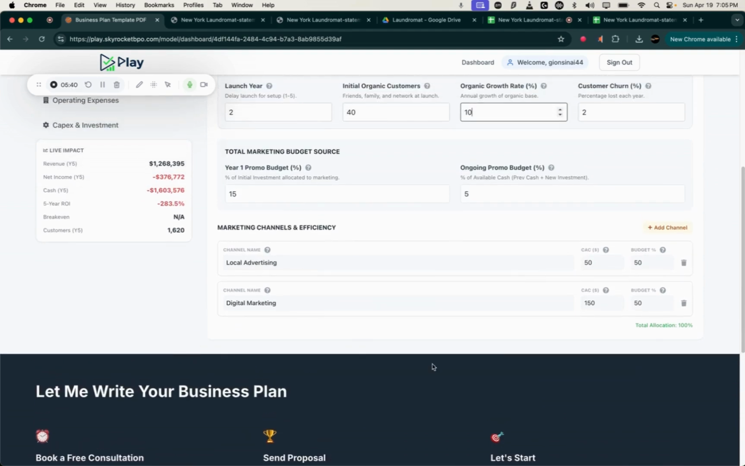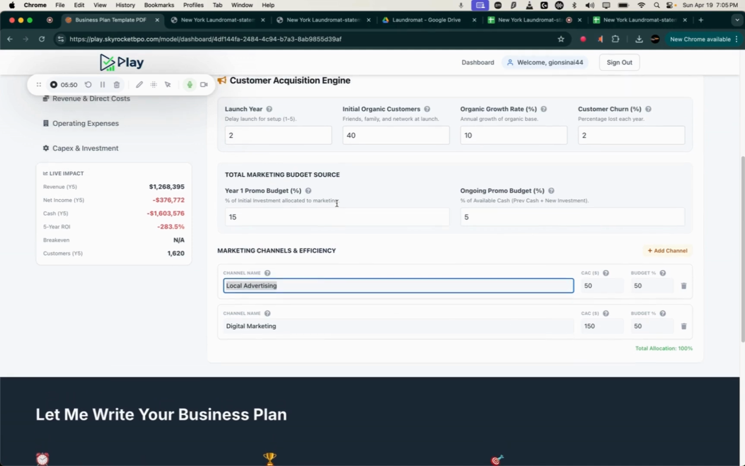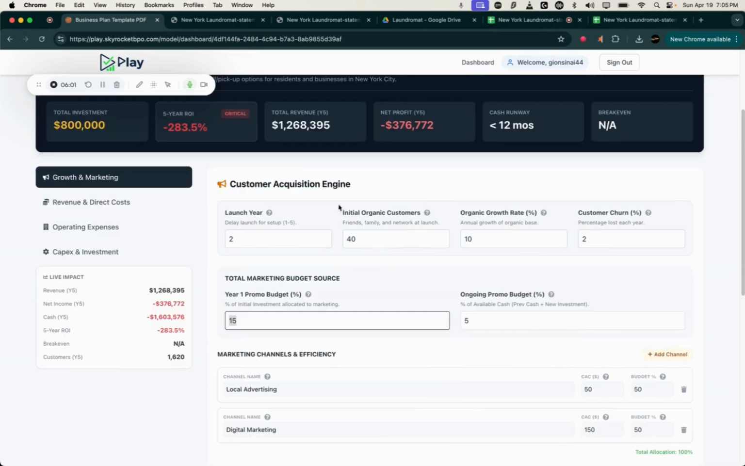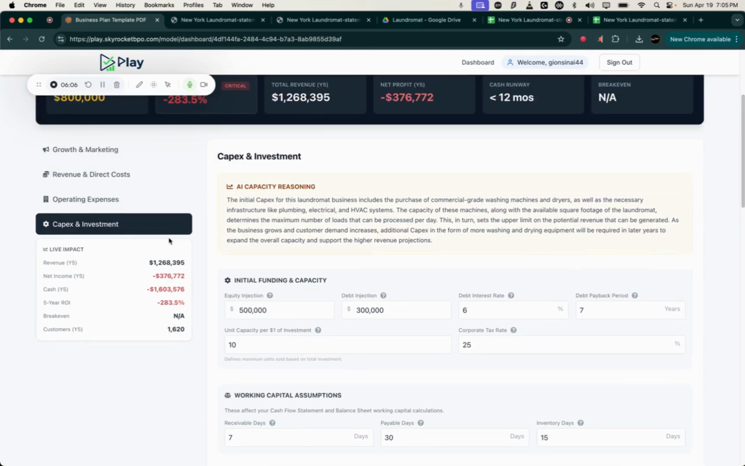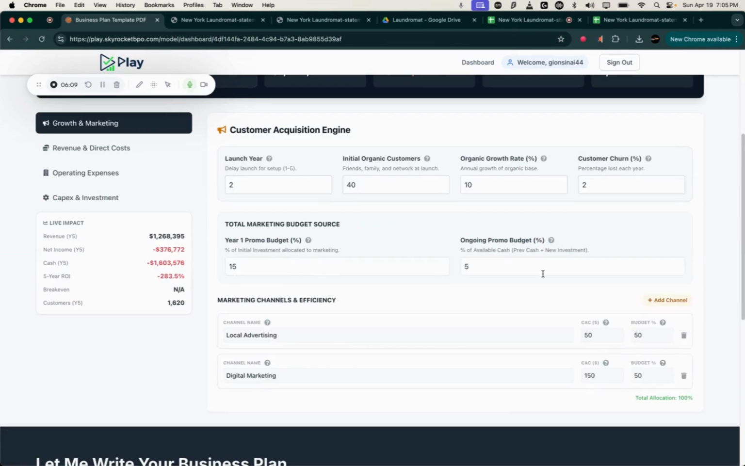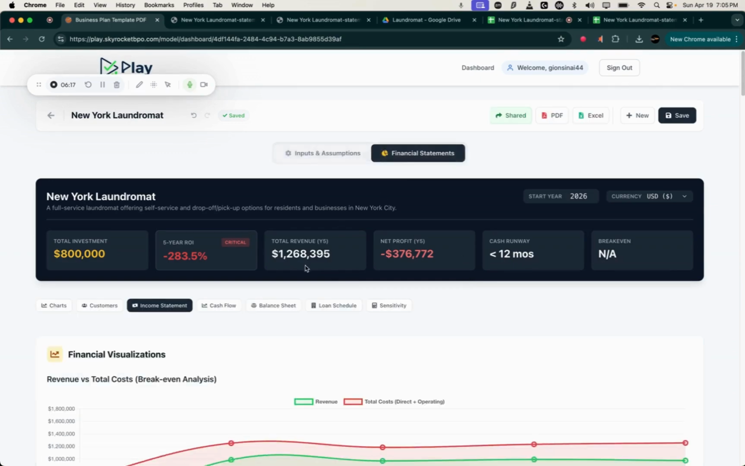For example, this is the marketing budget section, where I have assumed that for local advertising I'll be spending 50% and 50% on digital marketing, and this money is going to come from 15% of the first year's budget. So this 15% is from the initial investment that you are making in the business, the equity injection plus the debt injection. That's where this comes from. And over the years you assume it's going to be 5% of the cash balance. So what's the cash balance?